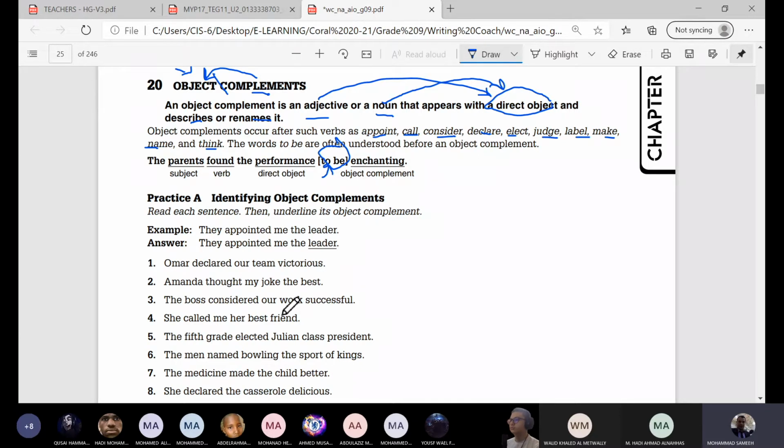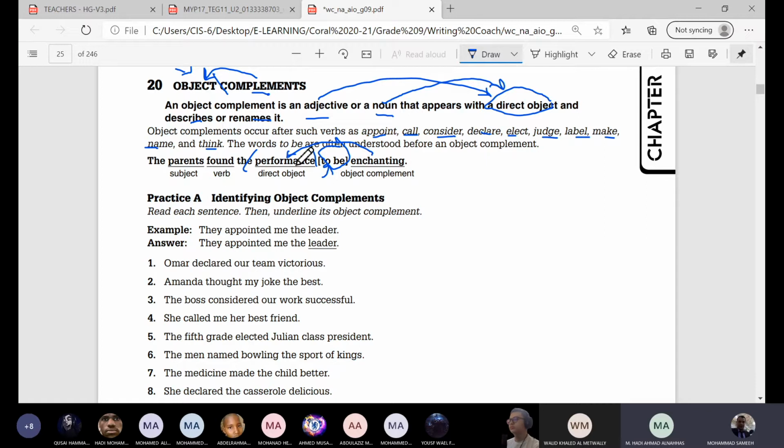When I say, "The parents found the performance enchanting," what is the direct object? Performance. Is there a word to describe performance? Yes. Enchanting.